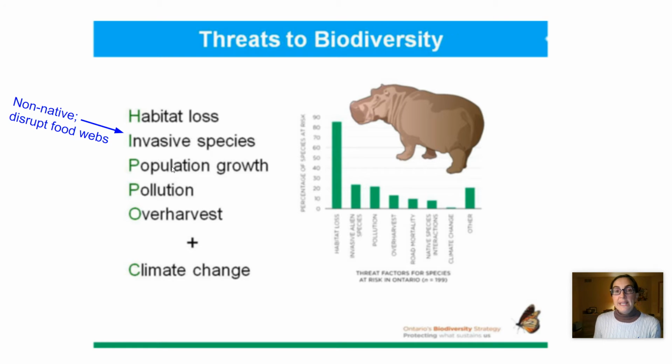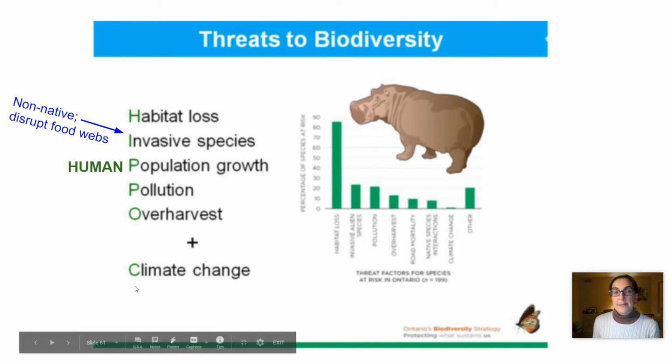The first P in HIPPO is population growth. The most important thing to remember about that one is that we are referring specifically here to human population growth. We're not talking about overpopulation of beetles or oak trees or anything like that. We're specifically talking about the growth of the human population, which of course leads to a lot of the other things on this list. The more people there are, the more space we take, the more habitat gets destroyed, the more we move around and carry invasive species places. So all of these are very interconnected.